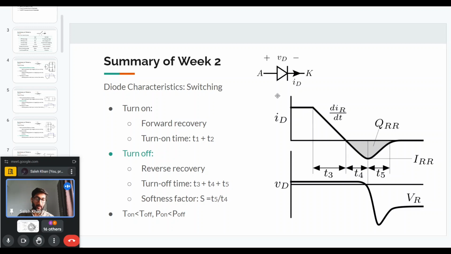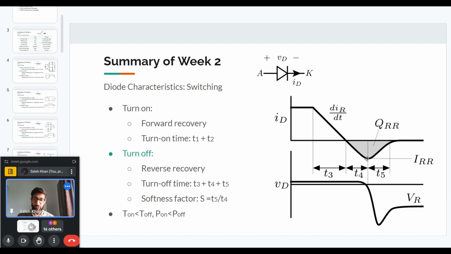Because the diode is a minority carrier device, when it turns off, the diode current first goes to zero while the voltage across the diode stays at around 0 volts. So this is just the forward voltage drop. And as the current goes to zero, it has to remove some of the minority charge from the diode. That is why the current actually goes negative first, and it reaches a peak which is called the recovery current IRR. And at that point, the voltage across the diode will start to become negative.